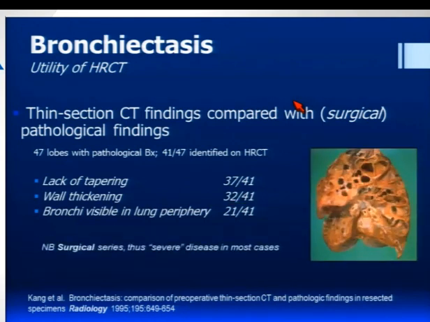But when you talk about pathological diagnosis, almost by definition, we're talking about advanced disease, because why else would you resect a lung or a lobe in which there is bronchiectasis? Nevertheless, this was the first study which actually identified the key signs that I'm going to describe now of bronchiectasis. The absence of tapering. Remember, when we talked about the anatomy of the airways, there is a gradual diminution in the luminal caliber of the airways.